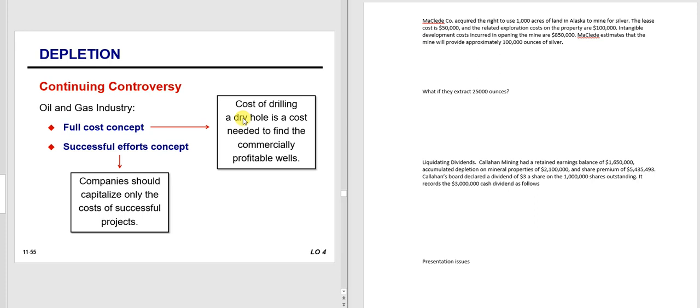Is the cost of the 12 eggs, should it be included in the cost of the 200 cakes because I expect to do that? Or should it be a loss account? And that's the same thing with oil and gas. What should I do with my efforts to drill if I don't run into any oil down there, so I have a dry hole? So what happens with the cost of drilling a dry hole? Should I only capitalize the costs of drilling successful projects, or should I capitalize the cost of drilling unsuccessful holes too? So it's the same concept.